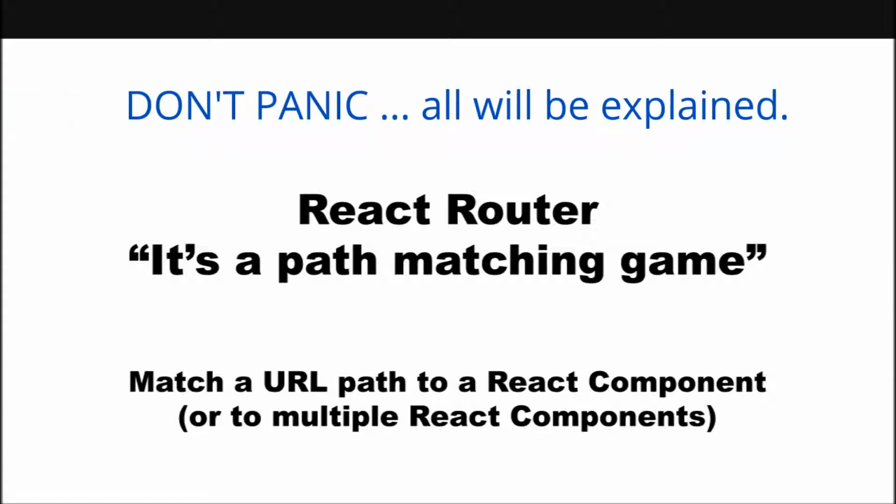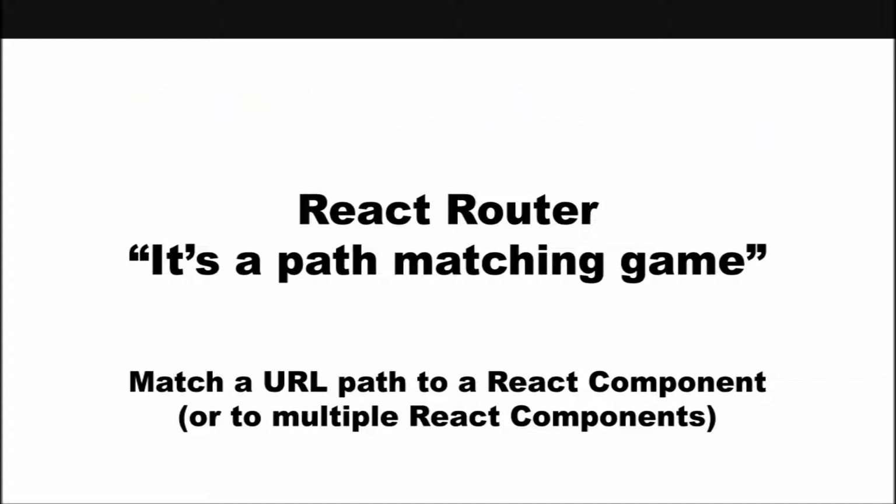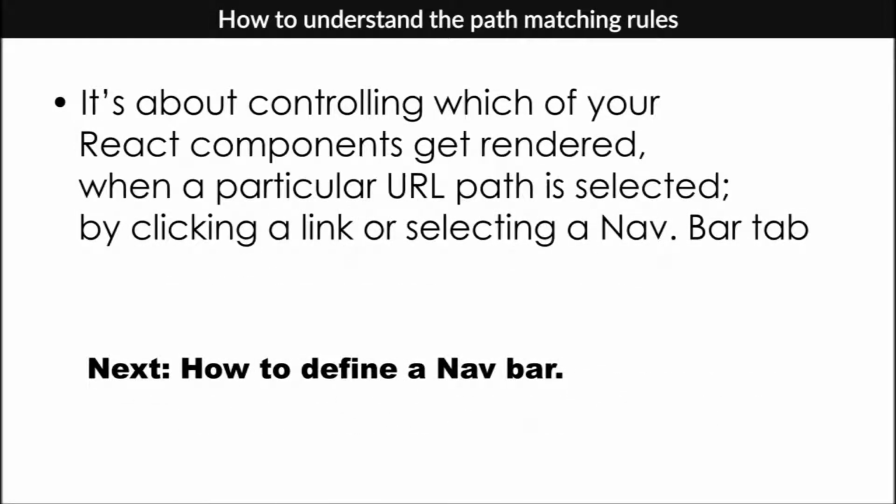Of course, one URL path that you put into your address bar on your browser can actually cause a number of React components to be matched and rendered. So it's a path matching game. So we have to understand the rules and we have to understand the syntax. It's about controlling which of your React components get rendered when a particular URL path is selected. Or, this is new, by clicking a link or selecting a navbar tab, which has the same effect of adjusting what's on the address bar.